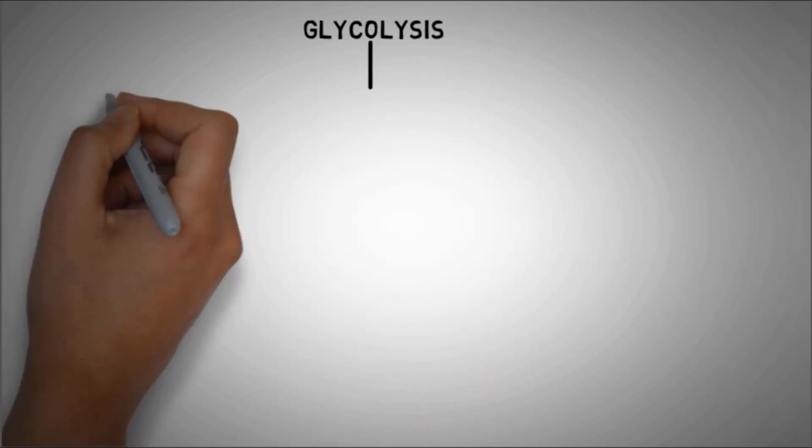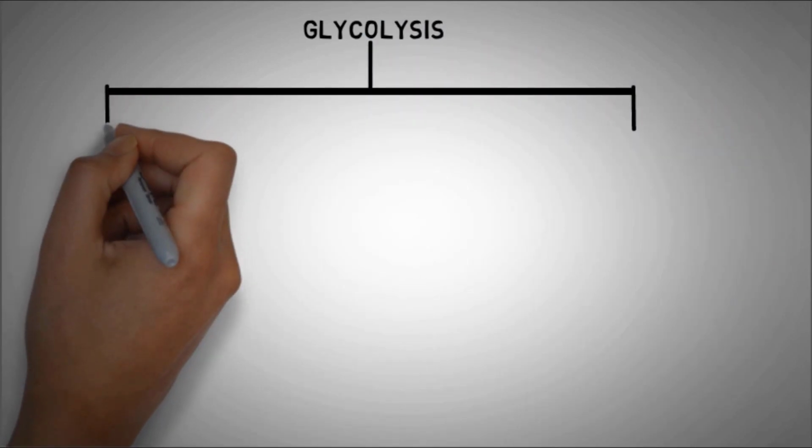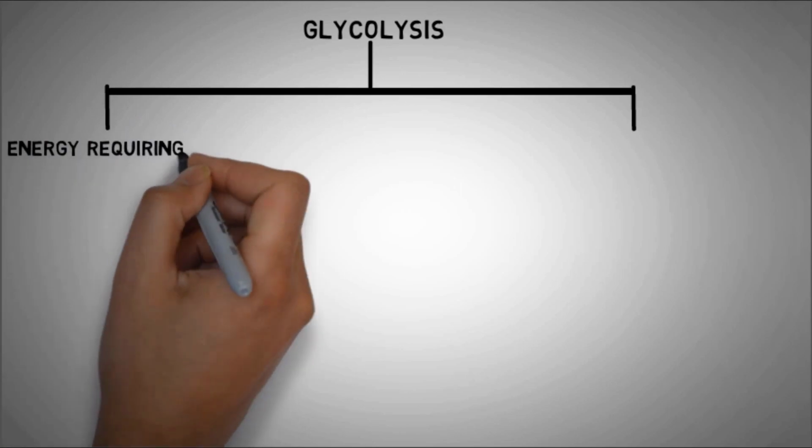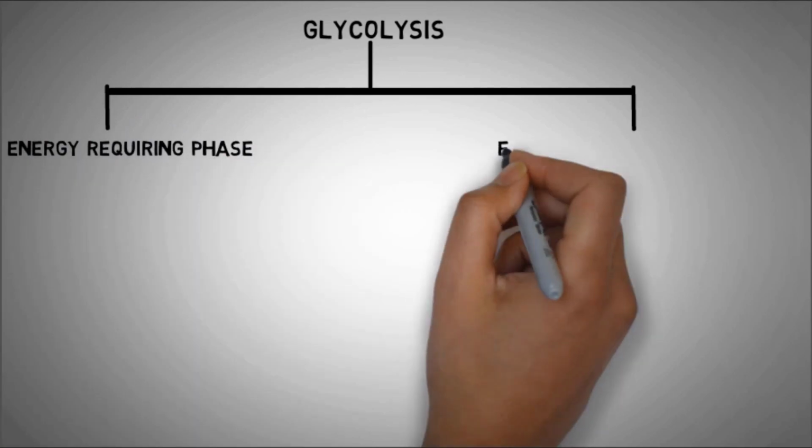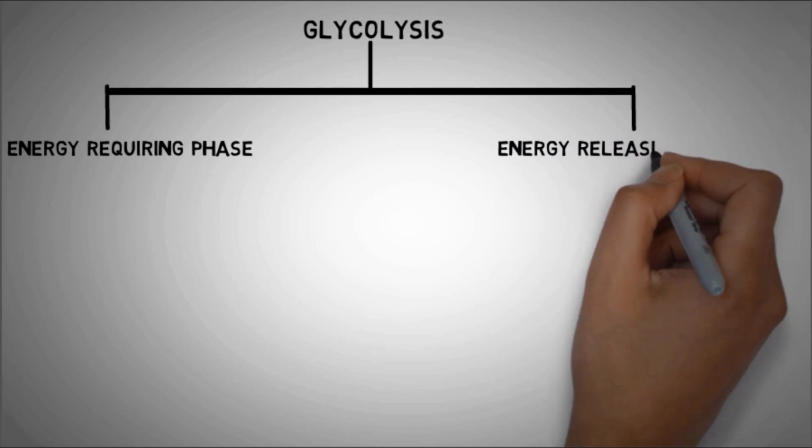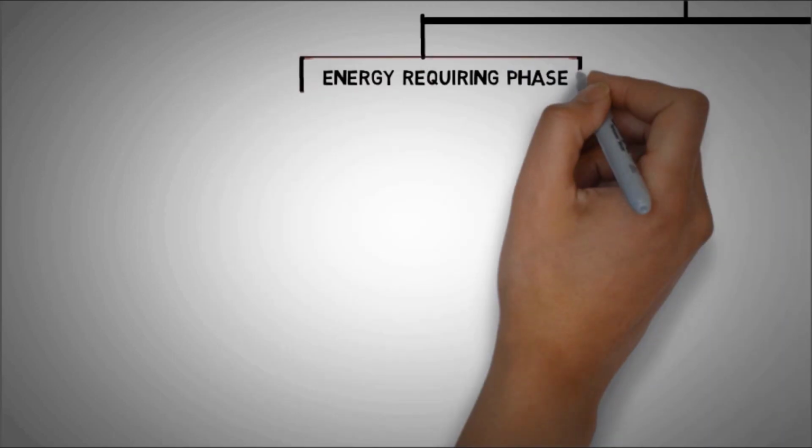Glycolysis is mainly divided into two phases. The first one is the energy requiring phase, and the second is the energy releasing phase. In the energy requiring phase, ATP is used up.